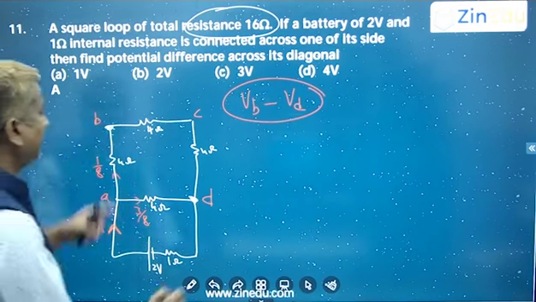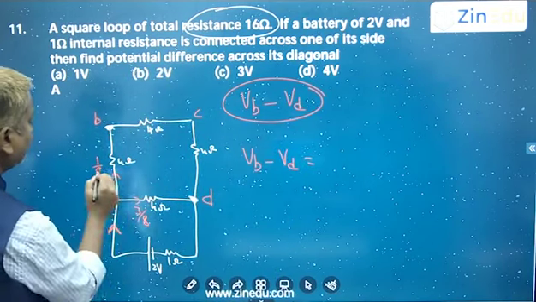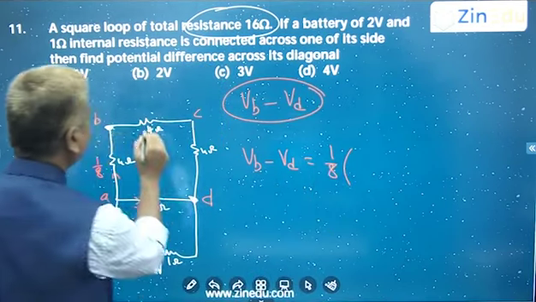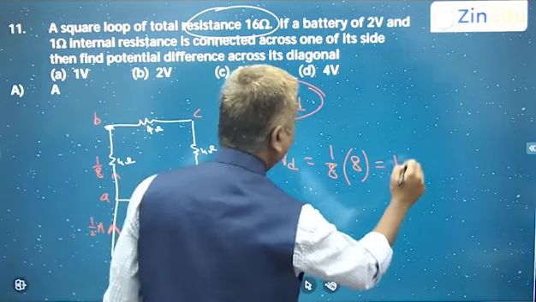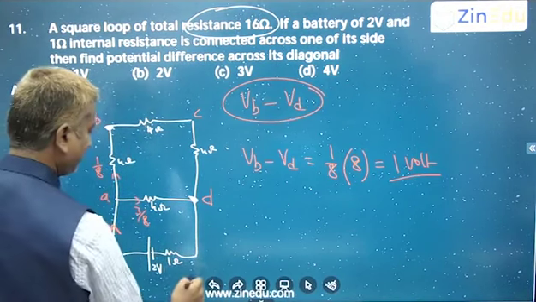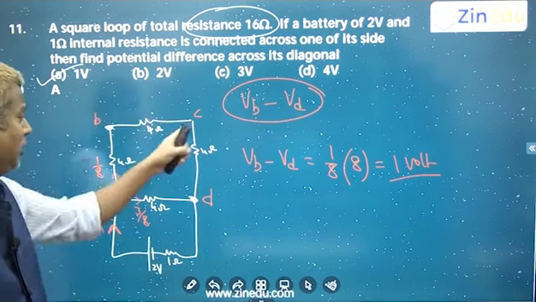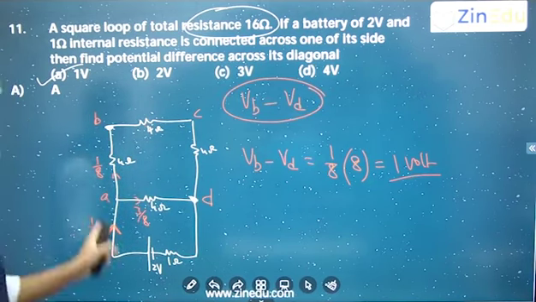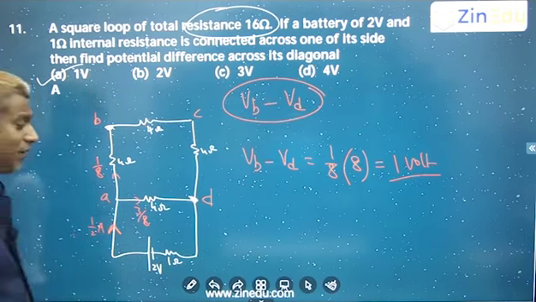Now you can easily get VB minus VD is equal to this current 1 by 8 into total resistance from here to here, which is 8, that is 1 volt. Getting only 1 volt. Clear? Simple question. Even if you try to calculate VC minus VA, or VA minus VC, you get the same thing across the diagonal. Okay, right. So this is question number 11. So we'll proceed to the next one.